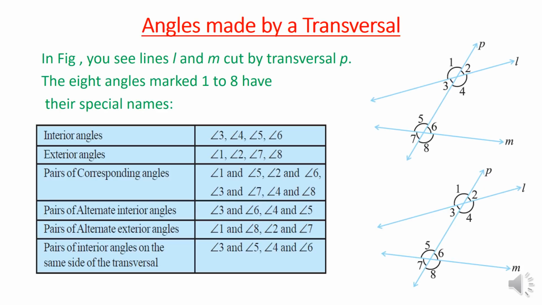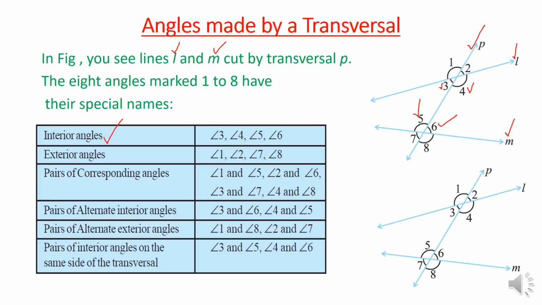Now, students, let us see the angles made by a transversal. Here we will understand how angles are formed by a transversal. In the figure you see line L and line M, cut by transversal P. The 8 angles marked 1 to 8 have special names. First, interior angles: 3, 4, 5 and 6. These are the interior angles.